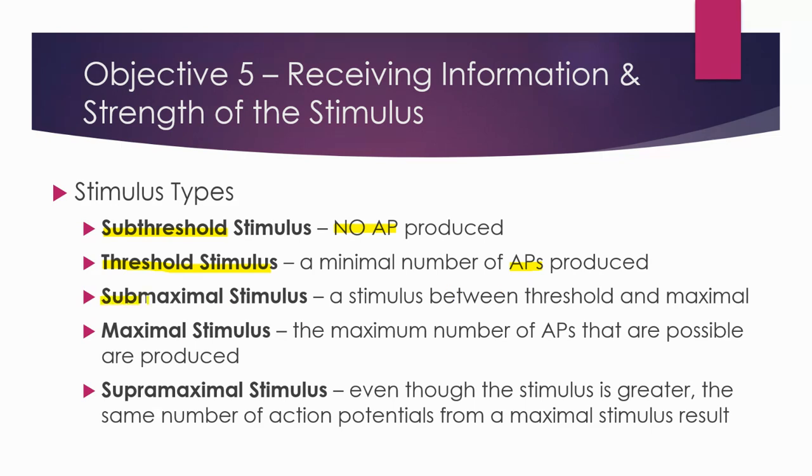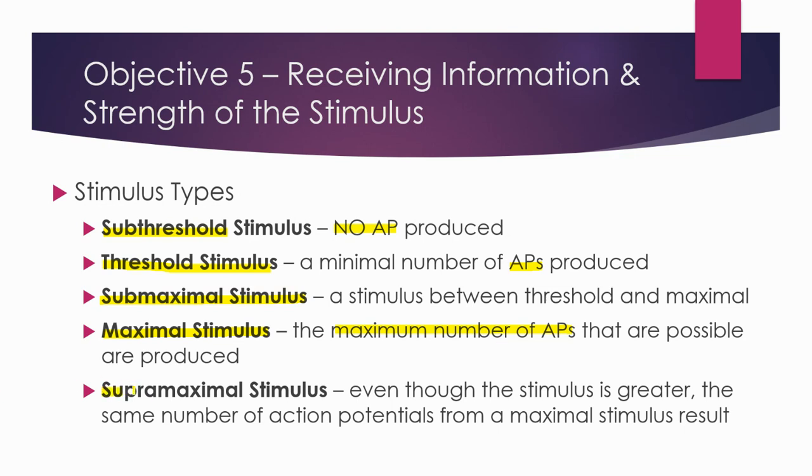Now submaximal. So first, let's look at maximal. So your max is going to be your maximum. So that's going to be the maximal number of action potentials that can be produced. And that's going to vary depending on the neuron and the stimulus and all that good stuff. So if it's submaximal, that's going to be between threshold and maximal. So it's more than just your basic threshold, but it's not as much as your maximum number. Okay, so it's going to be somewhere between the two.